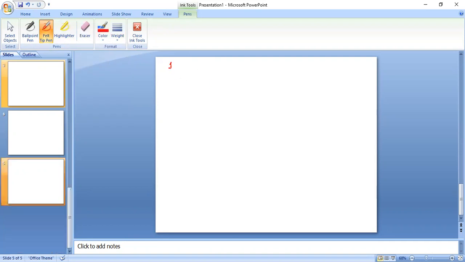Unit is 11th. Matrices and determinants. So a matrix is a set of numbers which are arranged into rows and columns. A matrix with m rows and n columns is called an m into n matrix.